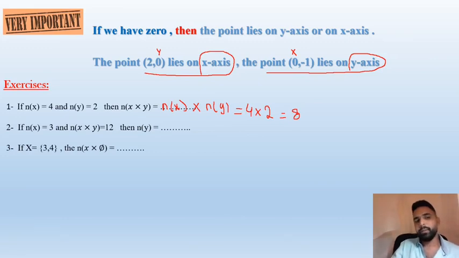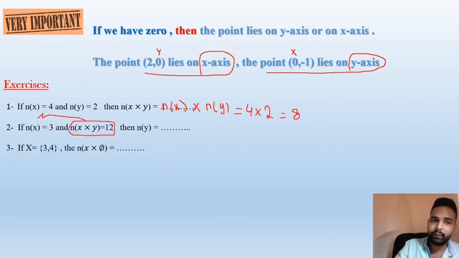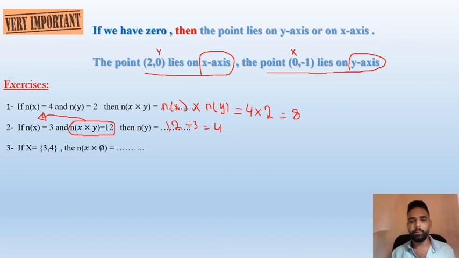Question number 2: if n(x) equals 3 and n(x product y) equals 12, then n(y) equals what? To find n(y), we have to divide n(x product y) by n(x). So I will make 12 divided by 3, which equals 4. So n(y) equals 4, and that means y has 4 elements.